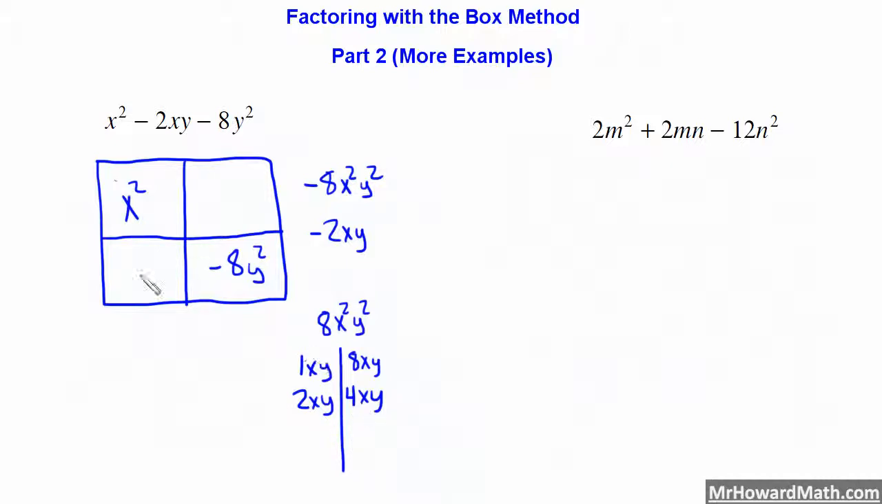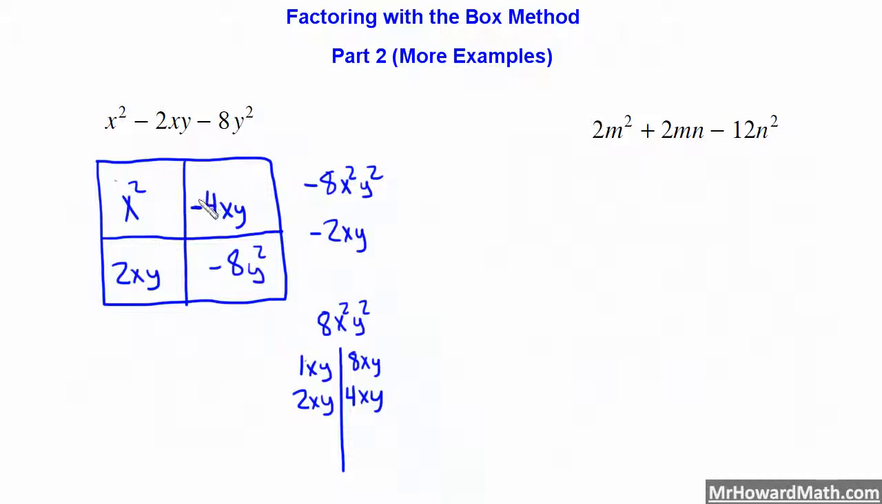2xy, 4xy. Okay, so let's write these out. 2xy, 4xy. Now let's apply our signs. So our product needs to be negative, so that means one of these must be negative. Our sum is negative, therefore the biggest term, so the negative 4 wins this sign right here. Okay, so we've got our box set up.